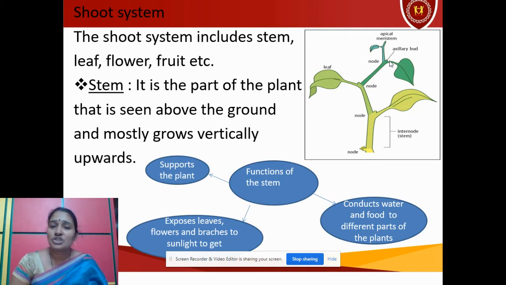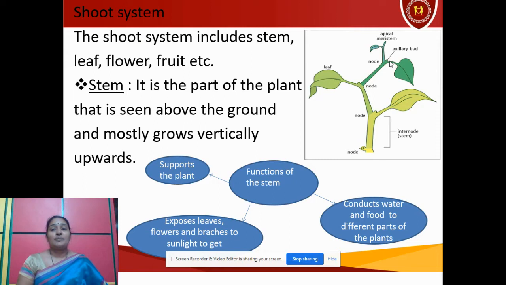Now we will see the functions of the stem. What is the first main function? It supports the plant. It exposes leaves, flowers and branches to the sunlight. All the parts will be exposed to the sun. Next, it conducts water and food to different parts of the plant.